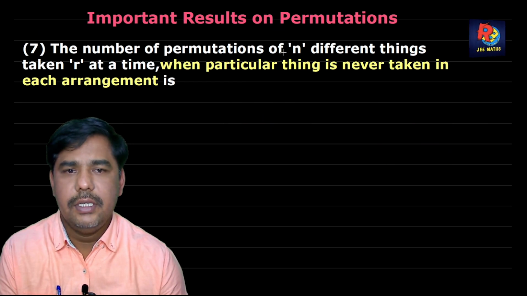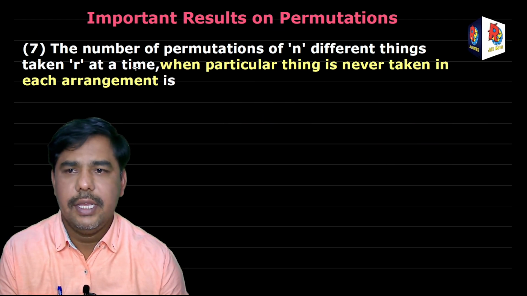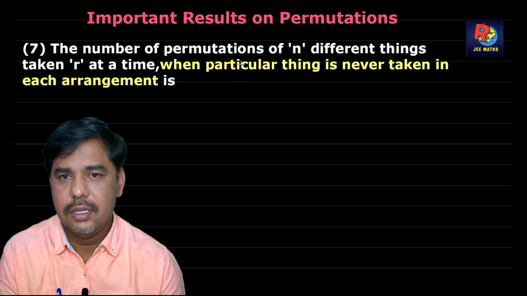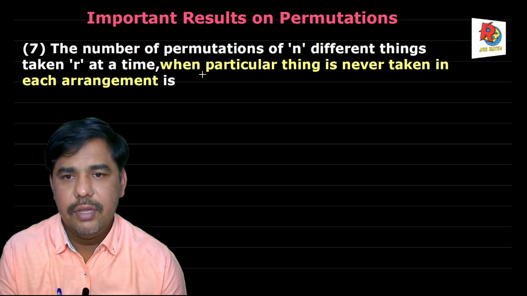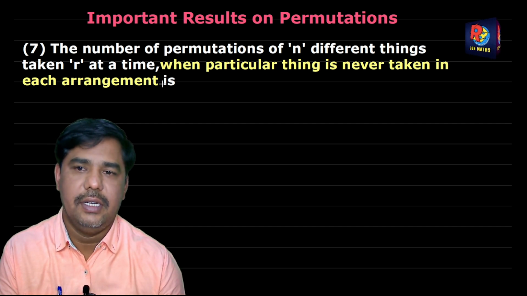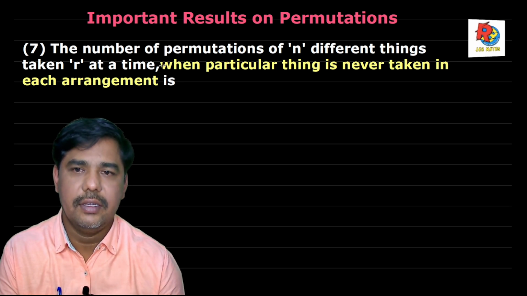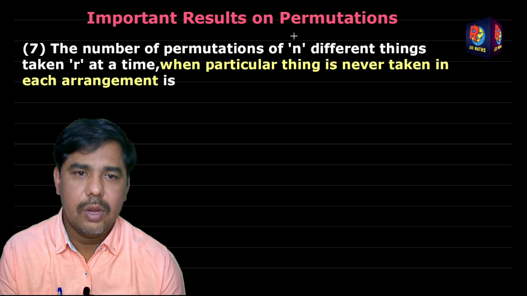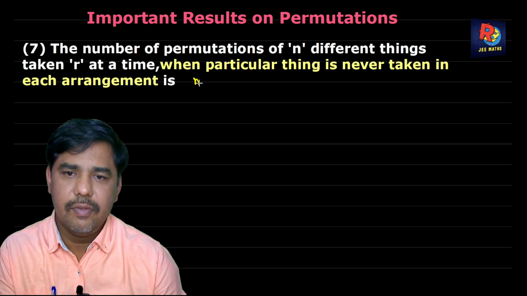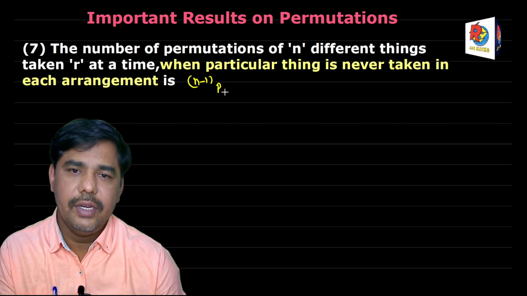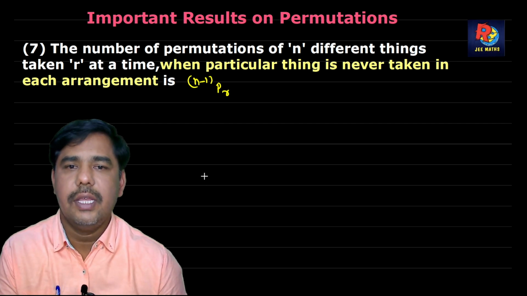Number of permutations of n different things taken r at a time. In this case, compared to the previous one, here the particular thing is never taken in any arrangement. The particular person we don't take. That means one person we need to subtract. So out of total n persons, one particular person we need to eliminate. Then from the remaining we need to take r. So n minus 1 P r.